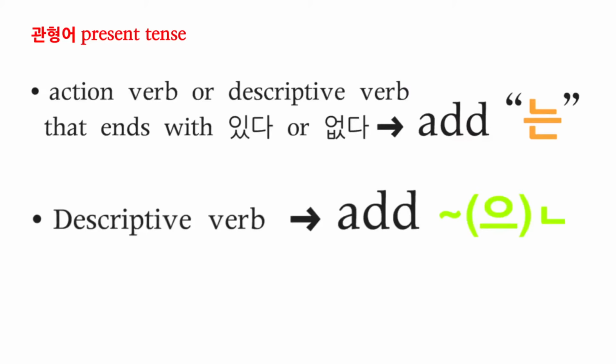Last time we talked about the present tense. We're going to study the past tense and the future tense of 관형어. Before we study them, we'd better review the present tense, right? If the verb that will modify the noun is an action verb or a descriptive verb that ends with 있다 or 없다, then 는 should be added to the verb stem, while 니은 will be added to the verb stem if the verb is a descriptive verb.